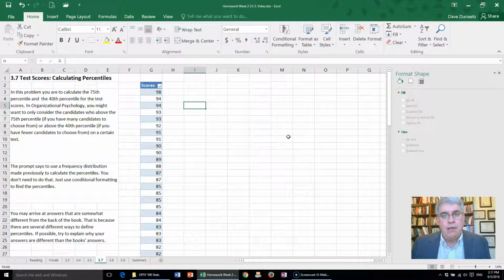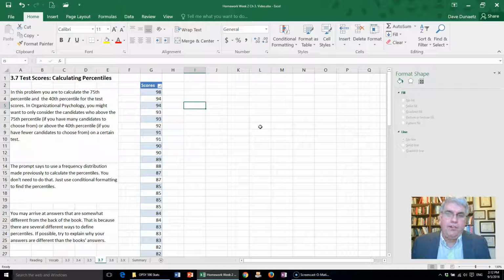Now, let's do Chapter 3, Problem 7, Calculating Percentiles. This is really a continuation of Problem 5, where we had 88 scores judged. They were English texts in the book, but we said we should consider them maybe ratings given for the English writing on a cover letter. And in this problem, we're supposed to calculate the 75th percentile and the 40th percentile for these test scores.